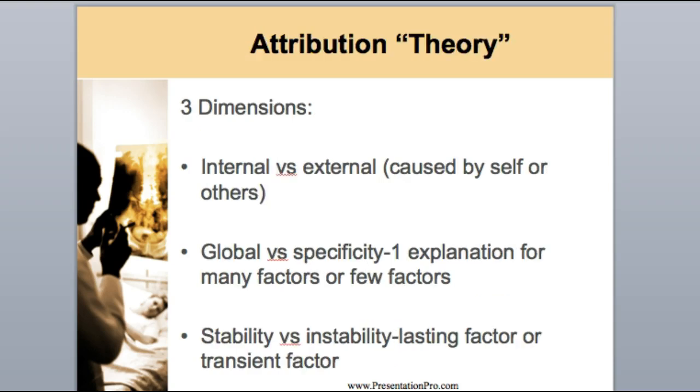There are 3 dimensions to consider when you're thinking about attribution theory, and that is internal versus external. That is whether what is going on with them is caused by themselves, or if they feel like what is going on with them is a result of some external influence.